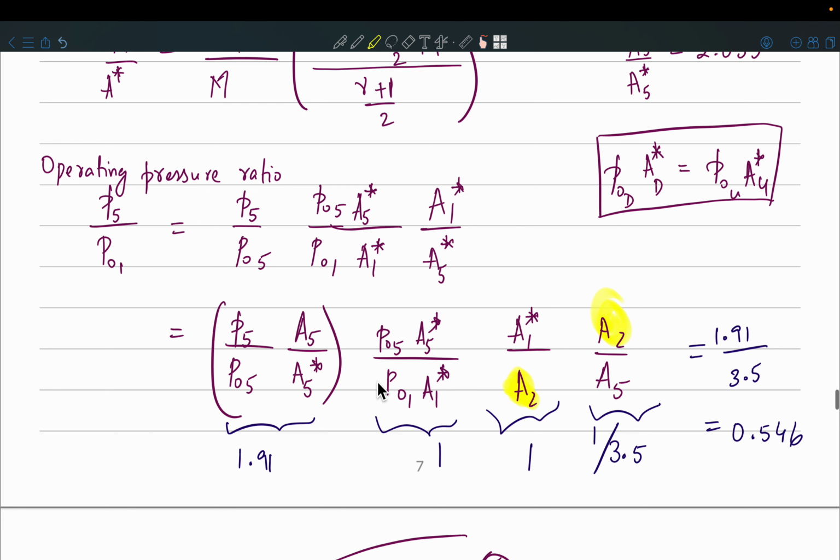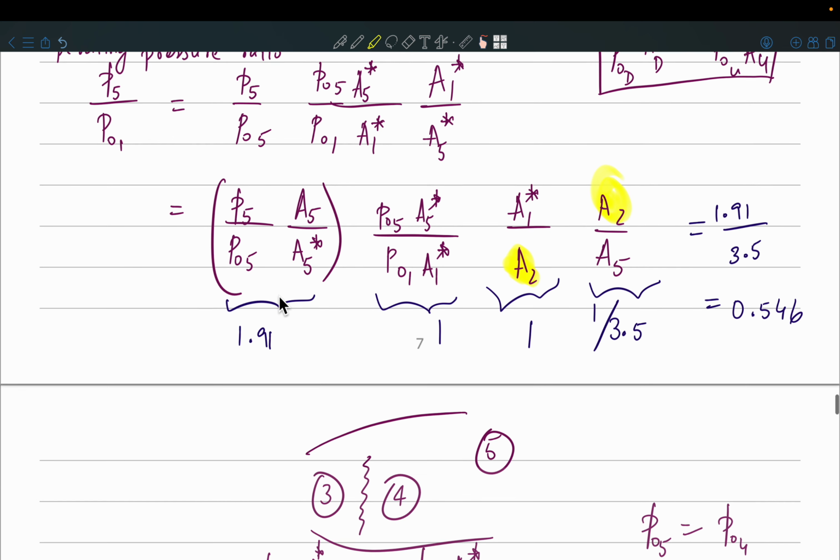So just after the session, try and think about it once on your own. How do you come up with these ratios which will cancel out each other and give you the operating pressure ratio?